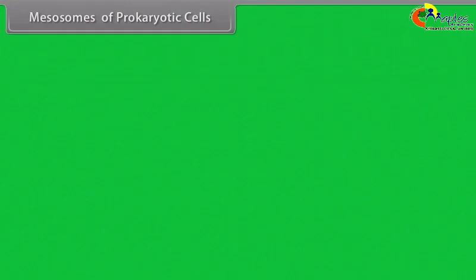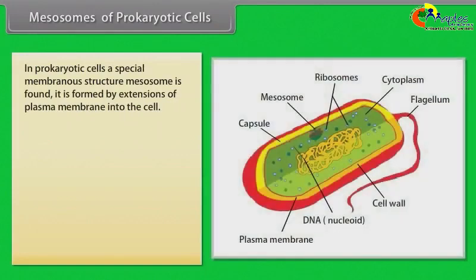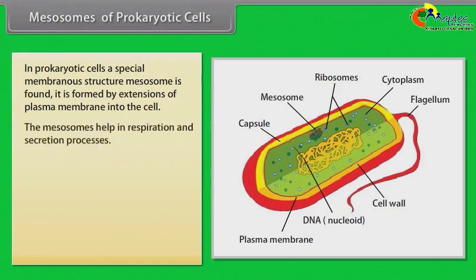Mesosomes of prokaryotic cells. In prokaryotic cells, a special membranous structure, mesosome, is found. It is formed by extensions of plasma membrane into the cell. The mesosomes help in respiration and secretion processes.